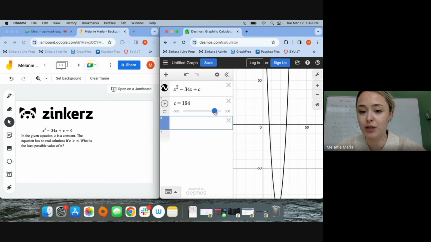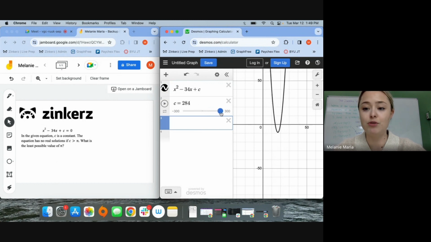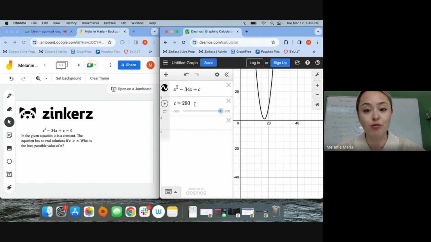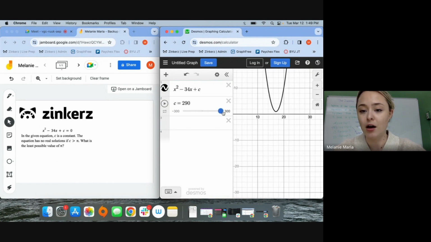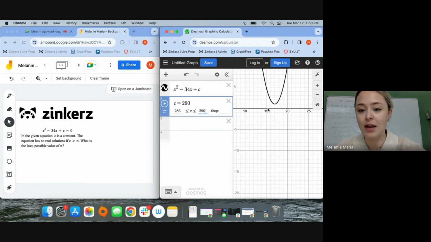We should be able to see that if I play around with it a little bit more, that parabola is moving up. So, okay, when I get to around 290 here, my parabola is above the x-axis with no real solutions. Let's see if we can pinpoint a little bit more. So let me narrow down my search. You can see here at 286, I still have 2 solutions, but at 290, I don't. So let's determine the range at that point. Let's do 286 to 290, and that'll tighten up my range so I can play around with the numbers a little bit more.